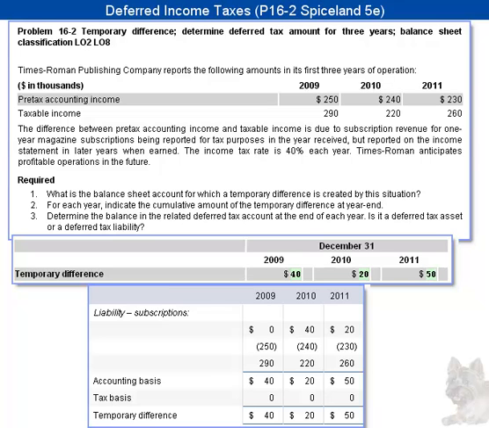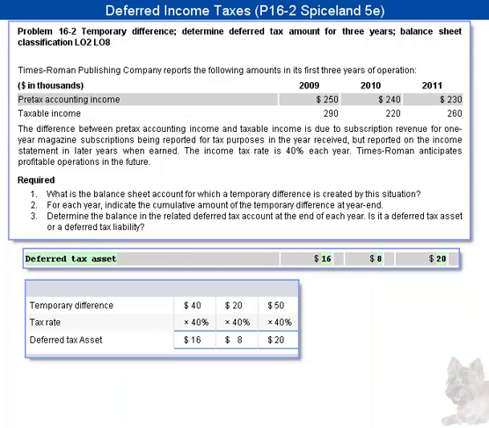Next we tackle requirement 3, which is determine the balance in the related deferred tax account at the end of each year. Is it a deferred tax asset or a deferred tax liability? Okay, and now we see that for 2009, 2010, and 2011 we had a deferred tax asset of 16,000, then 8,000, and 20,000, and the calculation appears down below.